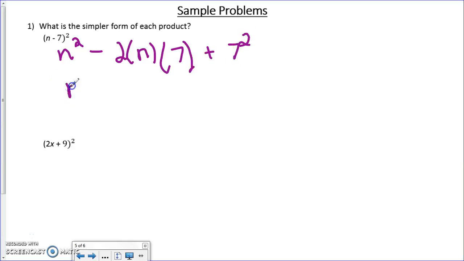And when I do that, I'm going to have n squared minus 2 times n is 2n. 2n times 7 is 14n. Plus 7 squared is 49.